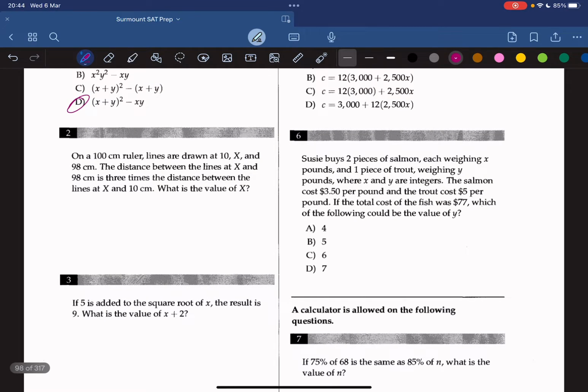On a 100 centimeter ruler, lines are drawn at 10, x, and 98. The distance between the lines at x and 98 is 3 times the distance between the lines at x and 10. So we need to calculate the value of x. So we know that 98 minus x is equal to 3 times (x minus 10). And what we can do here is expand by FOILing and then solve for x. We get 4x is equal to 128. Thus x must be equal to 32 centimeters.